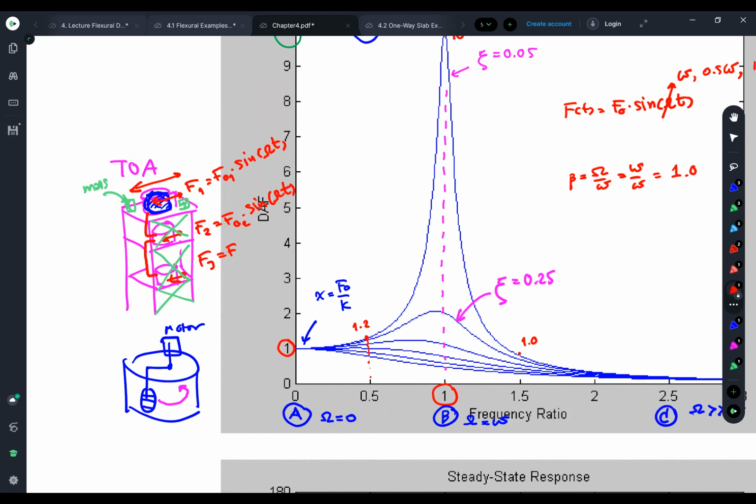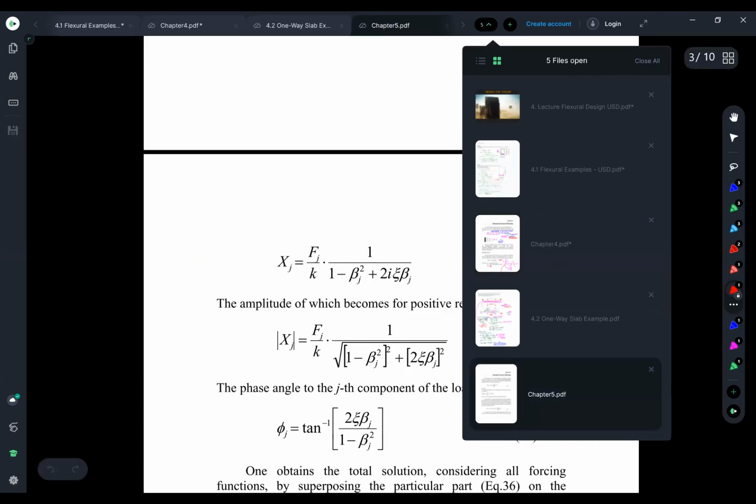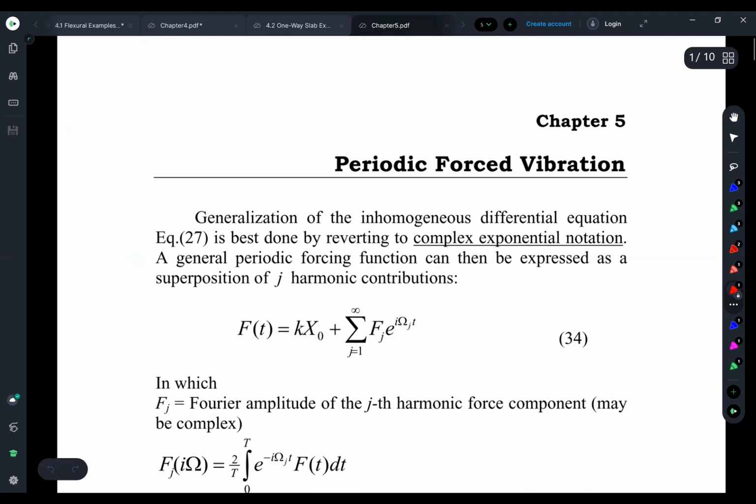Okay, let me do it this way. I think it's not so hard for you to understand the next chapter. Is it chapter number 5, right? Number 5 is about the harmonic, periodic force vibration.